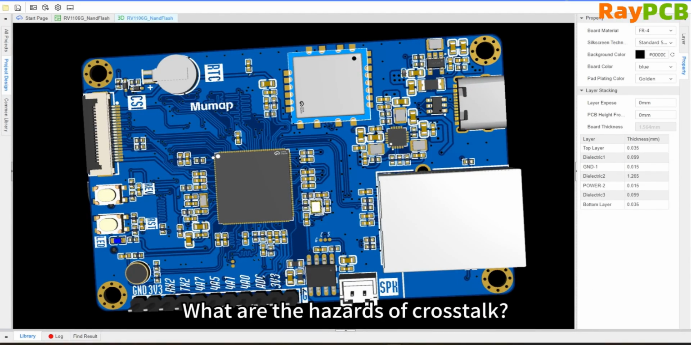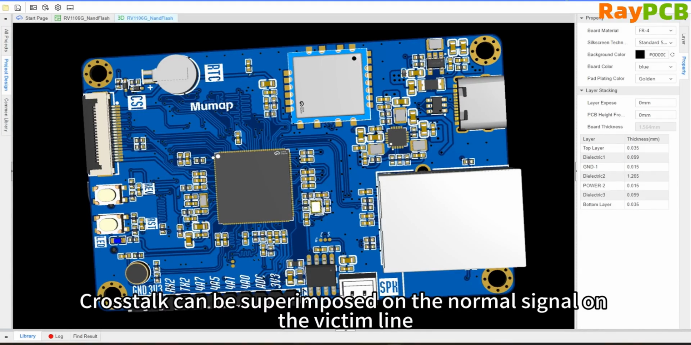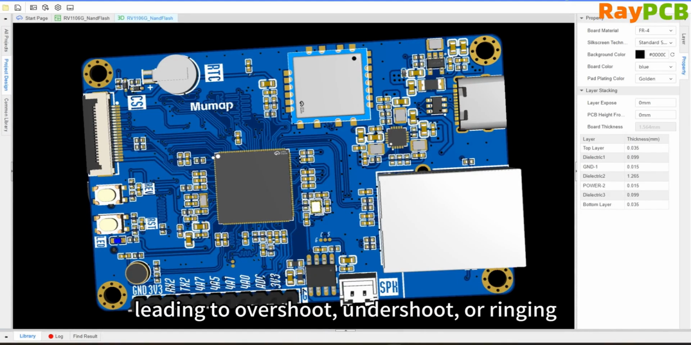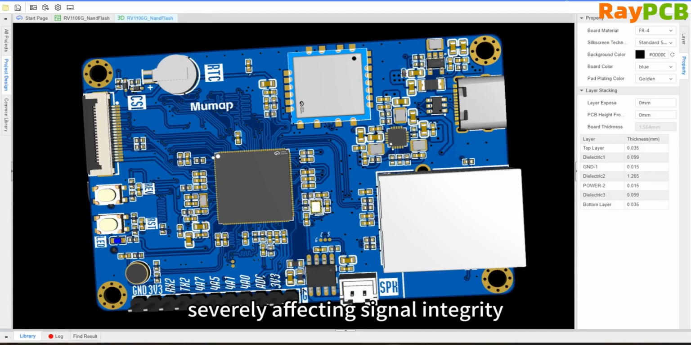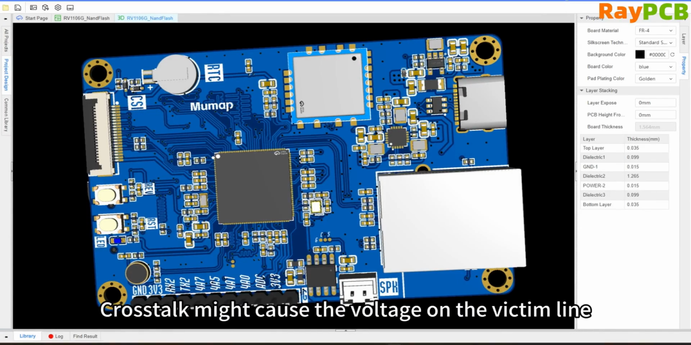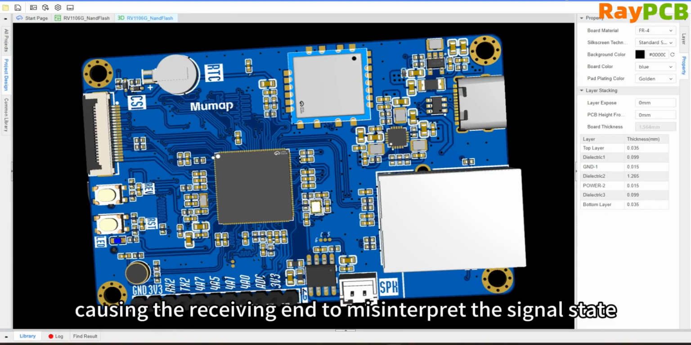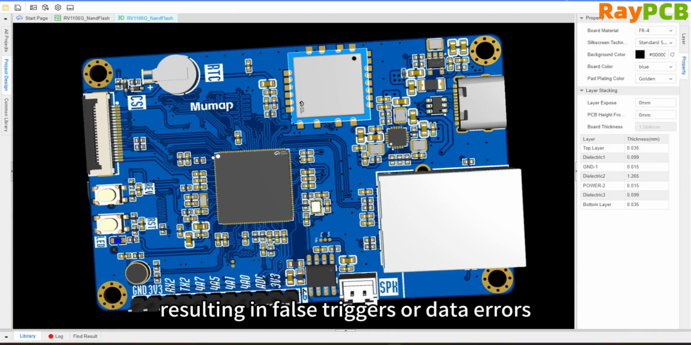So, what are the dangers of crosstalk? The first is that it causes signal distortion. Crosstalk gets superimposed onto the normal signal of the victim line, altering its waveform and resulting in overshoot, undershoot, or ringing, which seriously affects signal integrity. The second is false triggering. Crosstalk may cause the voltage on the victim line to reach or exceed the threshold of the logic gate, resulting in the receiver misjudging the signal state, which leads to false triggering or data errors.